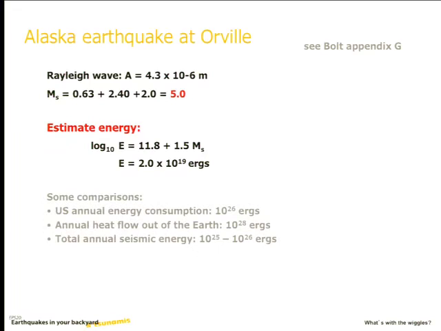And so to make some comparisons, the US annual energy consumption is 10 to the 26 ergs, so obviously bigger than a magnitude 5 earthquake. Annual heat flow out of the Earth is 10 to the 28 ergs, so there's actually more heat coming out of the Earth than we use just in the US. The annual seismic energy release is somewhere between 10 to the 25 and 10 to the 26 ergs, okay? So the total annual seismic energy release is similar to the total energy consumption in the US. If we could somehow harness all of the seismic energy released around the globe, we could power the US. Of course, we can't do that, but it gives you a sense of the amount of energy that we're talking about.